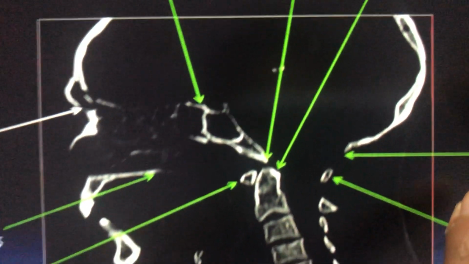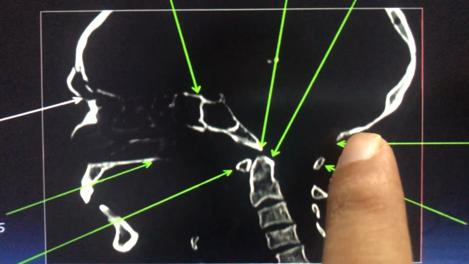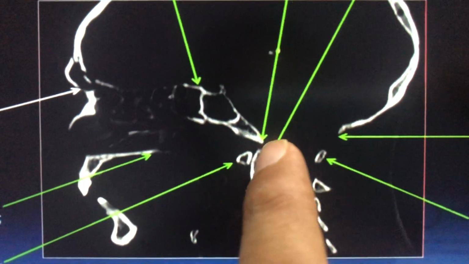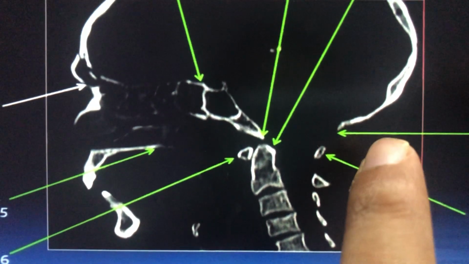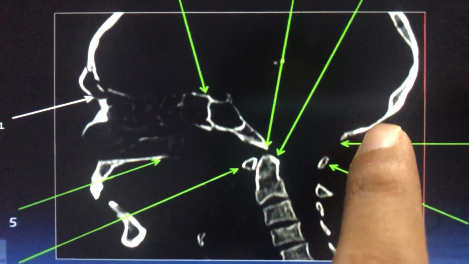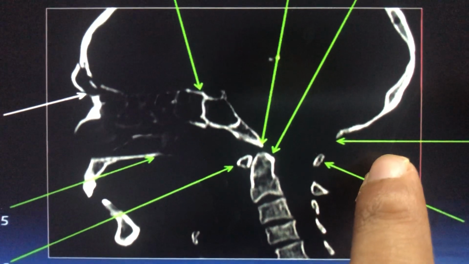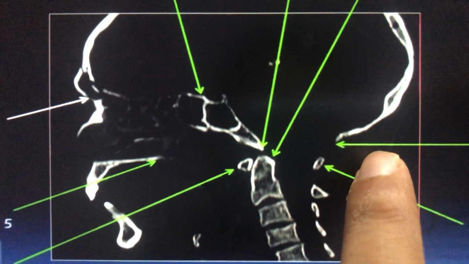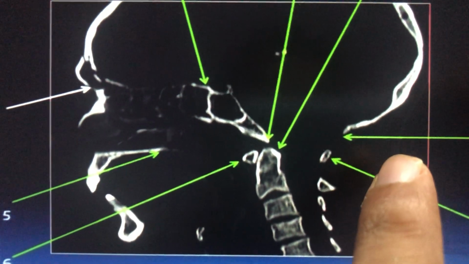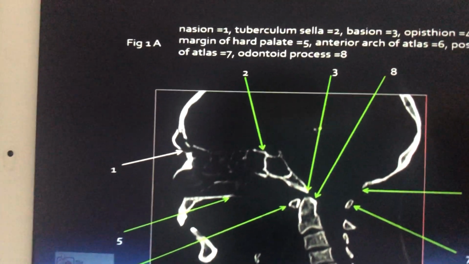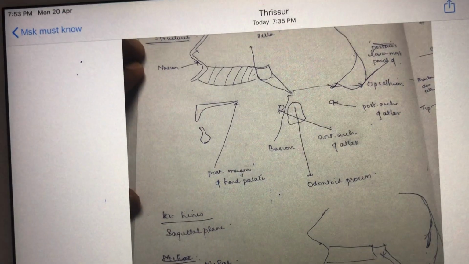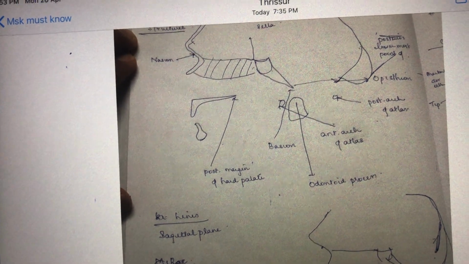And one more point which is not mentioned here: this is the opisthion at the level of the basion, and if you scroll down you can find the occiput, the most caudal part, or the lowermost part of the occiput. You also need to mark that point. These points are important to draw certain lines. This is what I have told. This is a diagrammatic representation. You can draw it for your theory exam if it is asked.